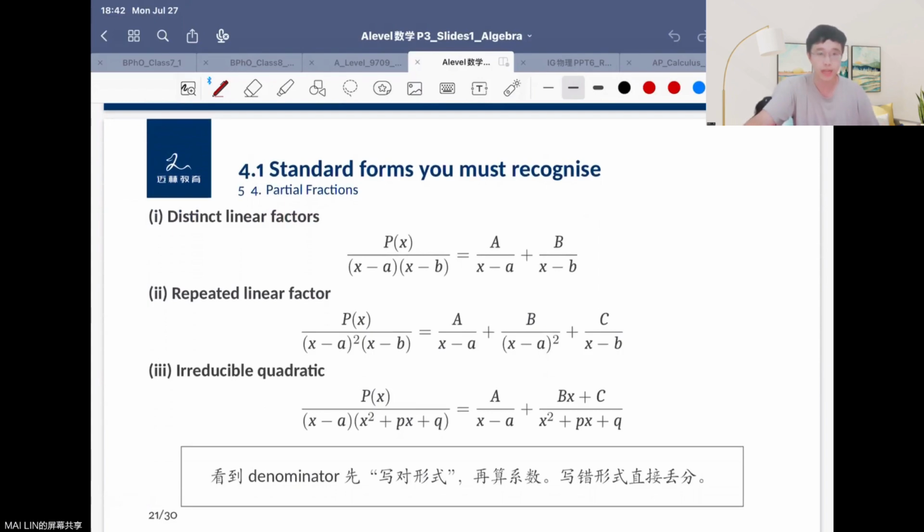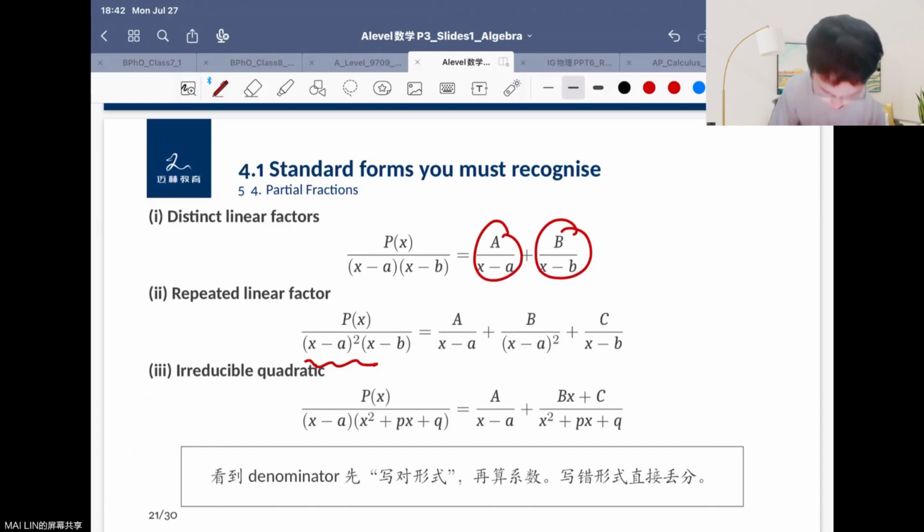For example, we have the distinct linear factors like px over x minus a times x minus b, which equals a over x minus a plus b over x minus b. Then for this kind of partial fraction, px over x minus a squared times x minus b, it can be divided into a over x minus a plus b over x minus a squared plus c over x minus b. That is for the repeated linear factor.